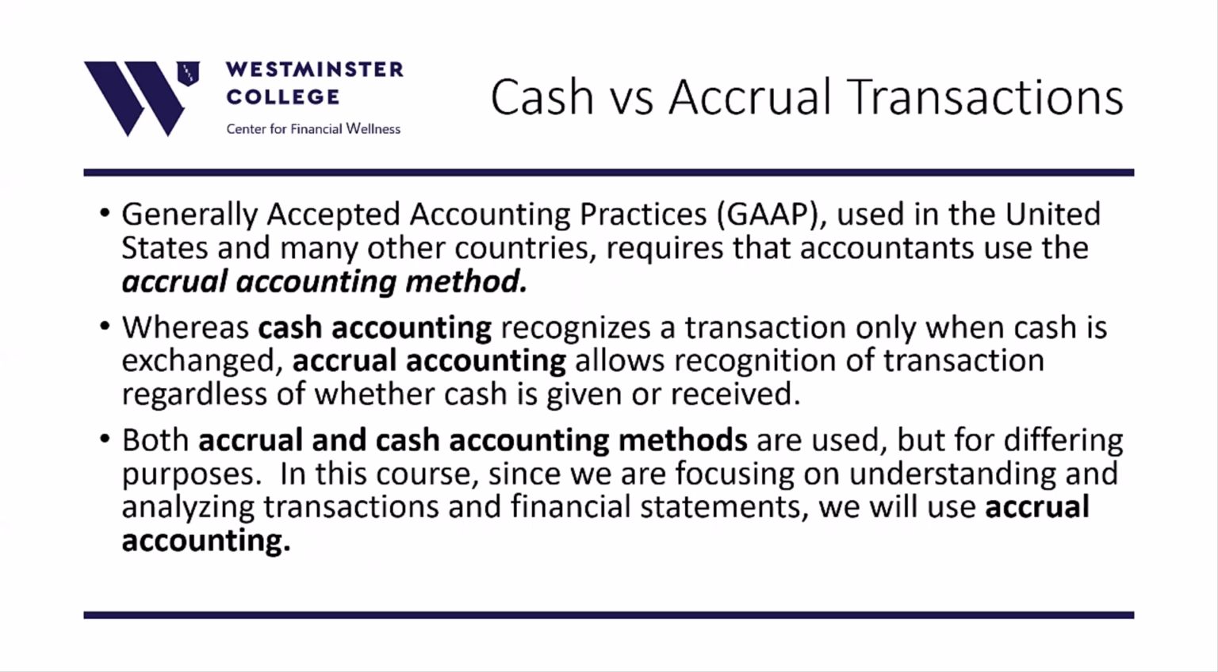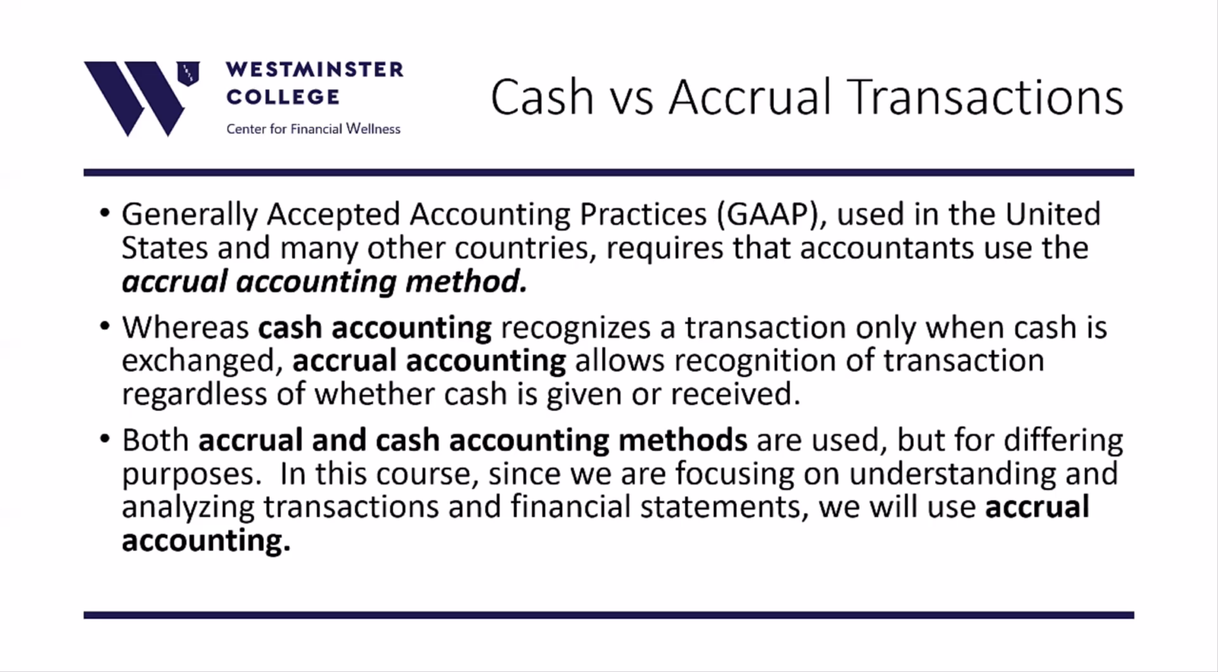Generally accepted accounting principles, which we refer to as GAAP, followed in the United States and in many other countries, requires that accountants use accrual accounting methods. Whereas cash accounting recognizes a transaction only when cash is exchanged, accrual accounting requires recognition of transactions regardless of whether cash is given or received. The earnings process is more important in accrual accounting than the exchange of cash. It's important to understand that both accounting methods are actually used in the US. They both have different purposes which lend themselves to their specific use.